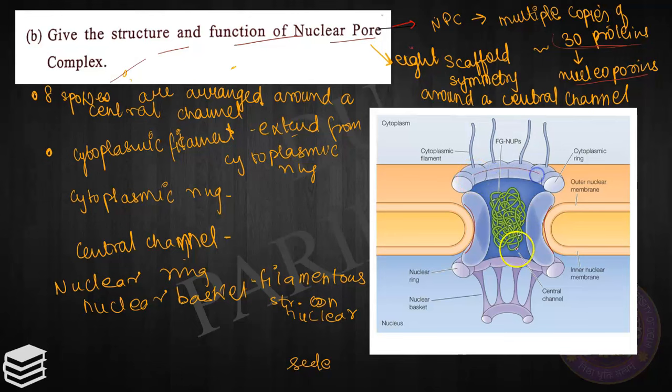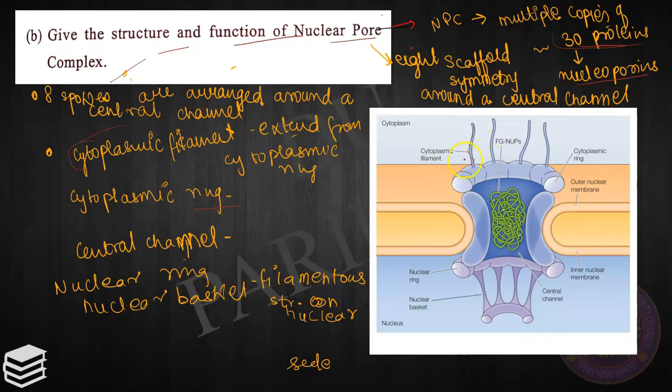एक nuclear ring इधर होती है cytoplasm side, एक nuclear ring इधर. Okay. These 8 spokes project radially from the rings. Structural components of the nuclear pore complex.